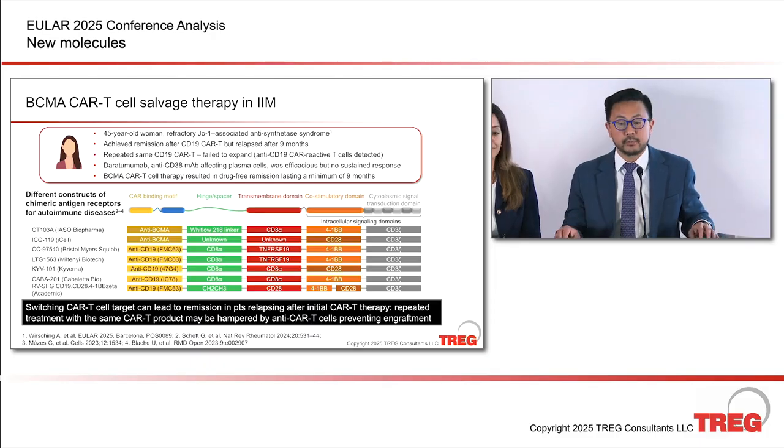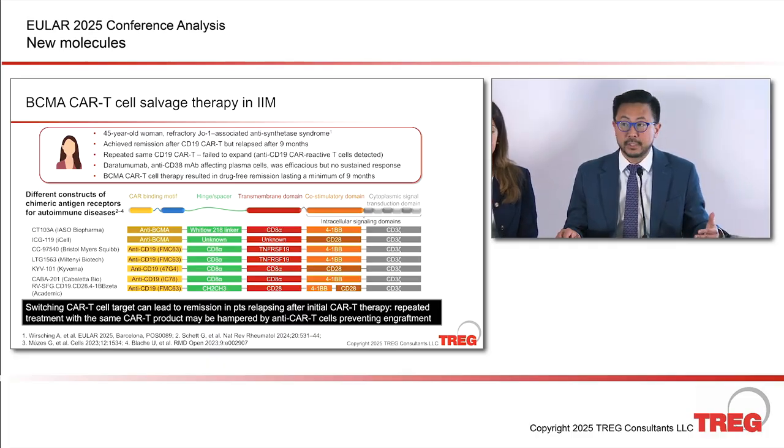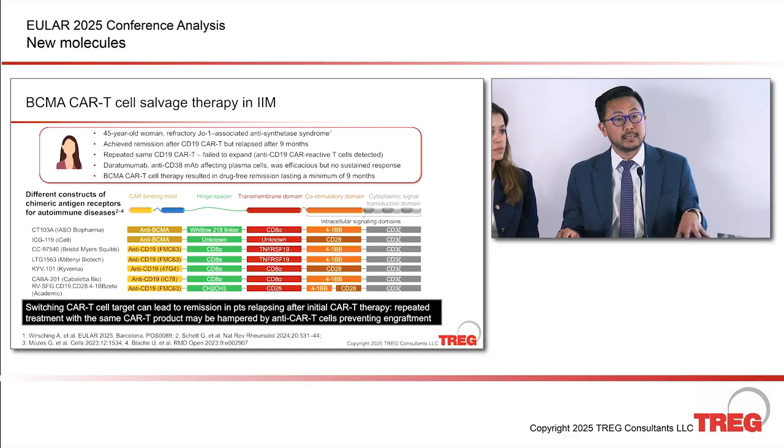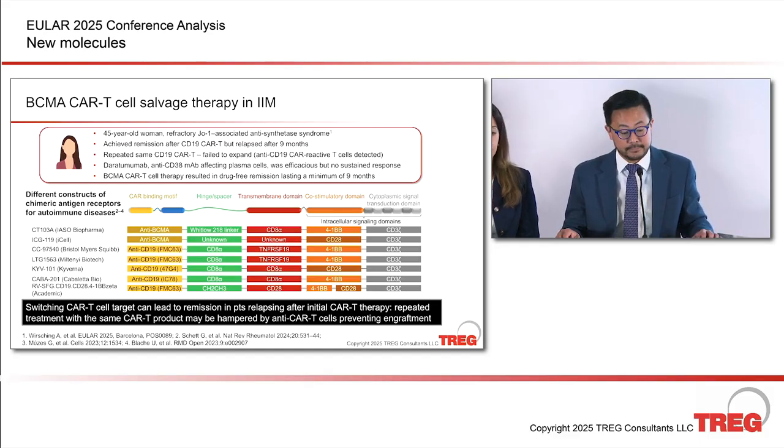So this is a female with a refractory ASyS myositis, got CD19 CAR T cells, went to remission, but relapsed after 9 months. Got the same CAR T cell again, and it did not engraft. So just to complete the story, received an anti-CD8 monoclonal antibody. This is going to be depleting plasma cells, went to short-term remission. And then when BCMA CAR T cell therapy was available, received that and has now been in drug-free remission for now up to 12 months, according to Garrick Shed.